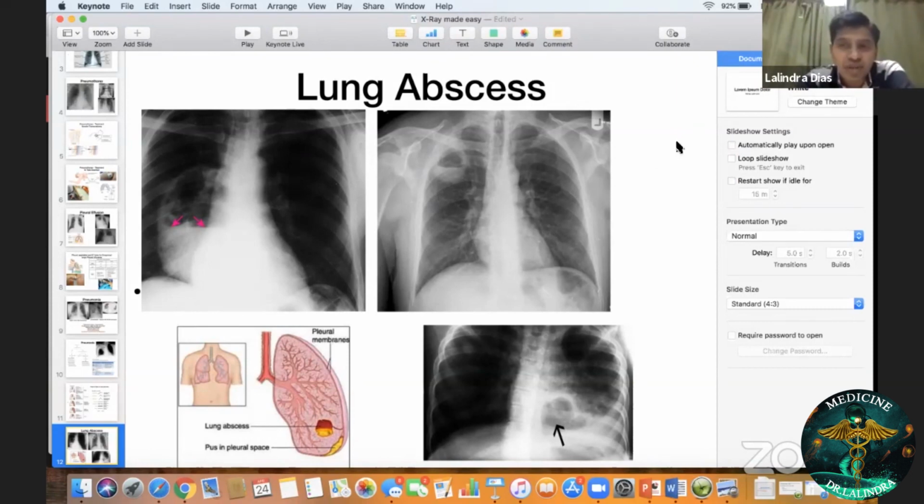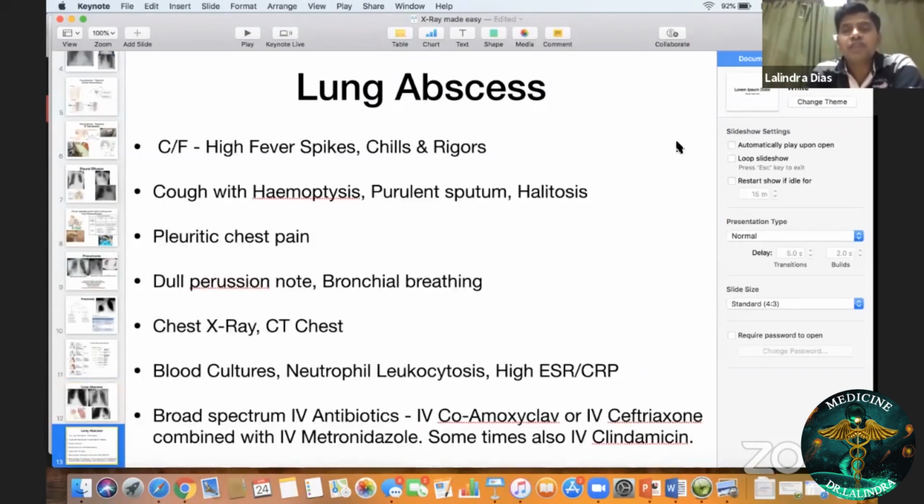So it appears in the X-ray as a rounded opacity with this air fluid level. So that's lung abscess. Then what are the clinical features of lung abscess? The patient presents with very high fever spikes with chills and rigors, is acutely unwell, and has a severe, terrible productive cough. He's trying to bring out phlegm, it's not coming out, and when he does, it will be a brown or khaki colored sputum which is blood stained. So remember, lung abscesses can produce hemoptysis.